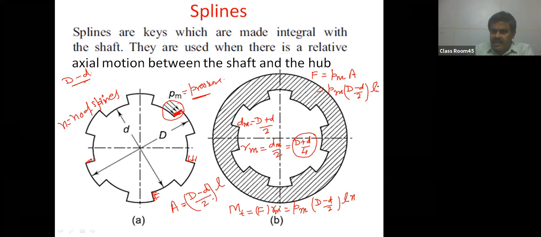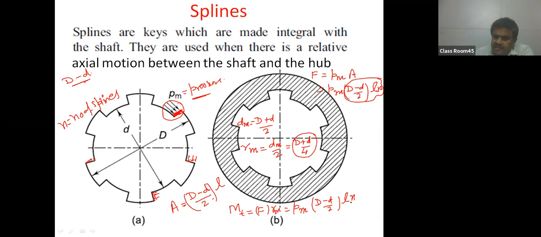I can also multiply n here. So d minus d by 2 into L into n, it is the total area which is in contact with the shaft and the hub. And this total area when multiplied by pressure will give you the force. So this is the force multiplied by mean radius, and mean radius is d plus d by 4, that we have found.